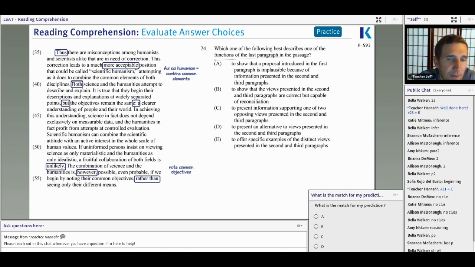You should be thinking about how this paragraph relates. And Bella, I figured you meant paragraph 4. Shannon, exactly right, last paragraph. And you want to say, what is the point of this last paragraph?